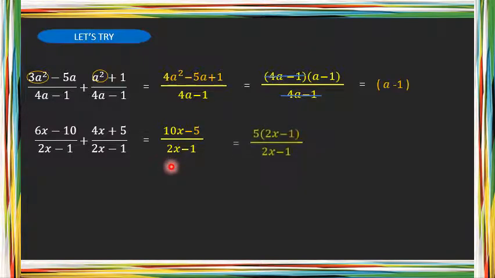And then apply the factoring here using the common monomial. So this way it becomes 5 quantity 2x minus 1 over 2x minus 1. As you can see, we can cancel out the 2x minus 1 here in the numerator and denominator. So let's cancel out. So the answer is 5.